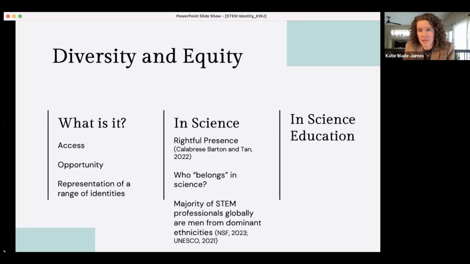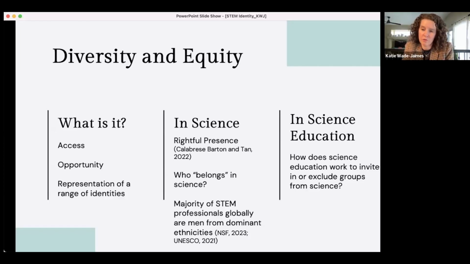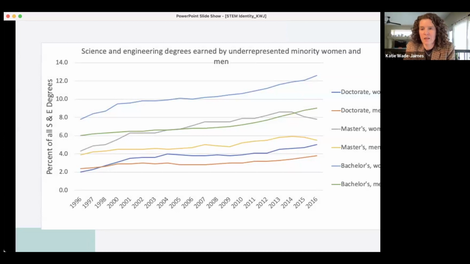And we're going to look at some data in just a second to get started. But we know that the majority of STEM professionals globally are men from dominant ethnicities. And we're going to look at how that plays out in the United States in just a second. And then finally, when we think about science education today, we're going to really focus on how does science education itself work to invite in or exclude certain groups from science? And specifically, what might be the role of a science teacher in those cases?